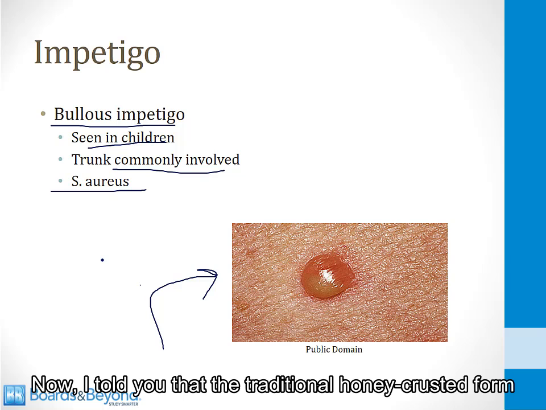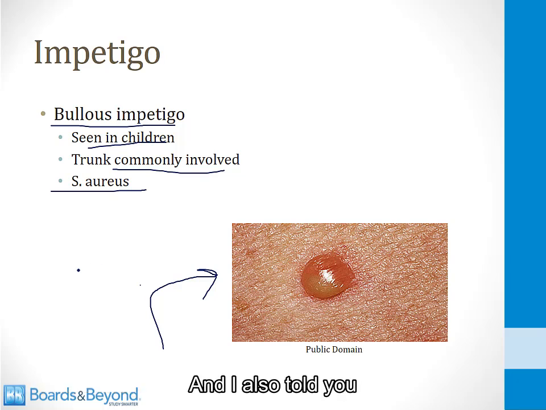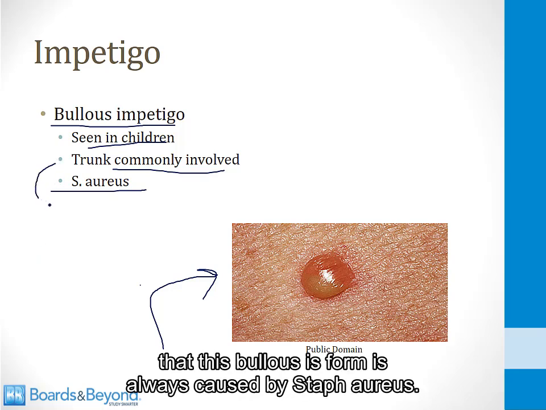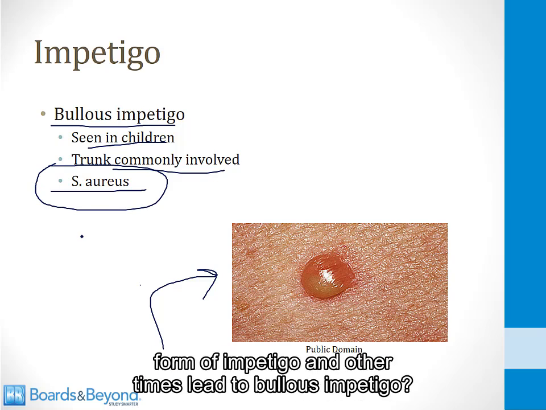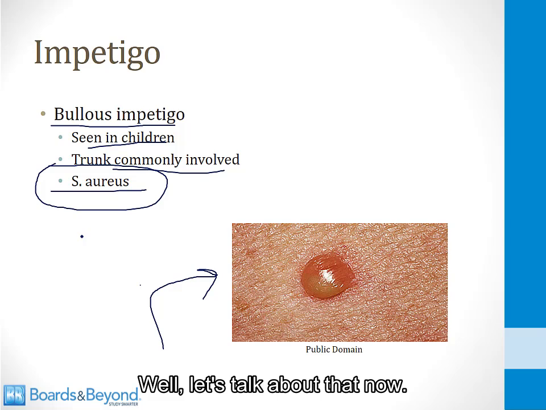Now, I told you that the traditional honey-crusted form can be caused by Staph aureus, and I also told you that this bullous form is always caused by Staph aureus. So why does Staph aureus sometimes lead to the non-bullous form of impetigo and other times lead to bullous impetigo? Well, let's talk about that now.